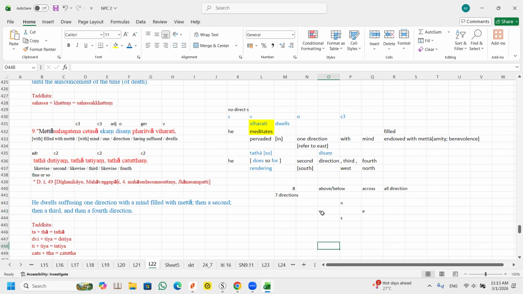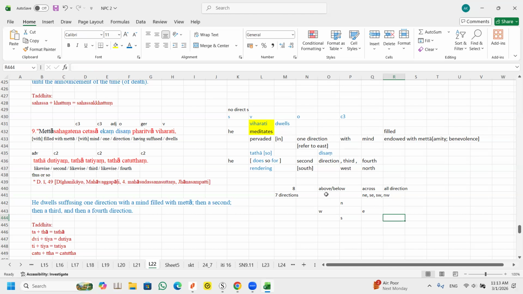It means northeast is across, southeast is across, southwest is across, and northwest is across. So in between here, the cross one refers to northeast, southeast, southwest, and northwest. If you want to do this. Otherwise, your 4 directions is good enough.